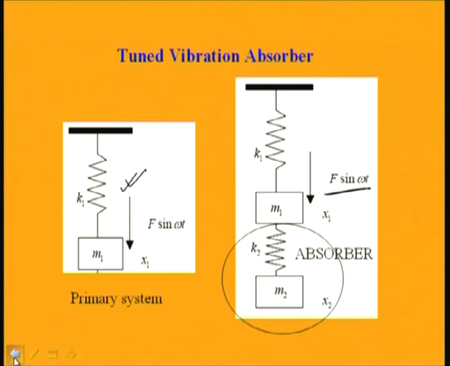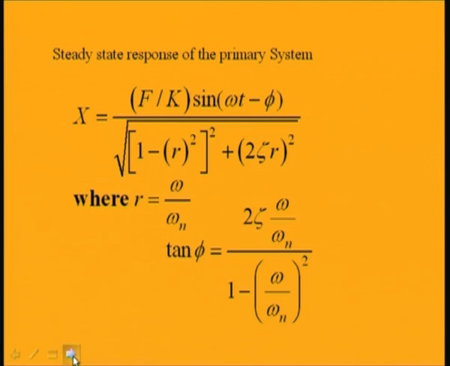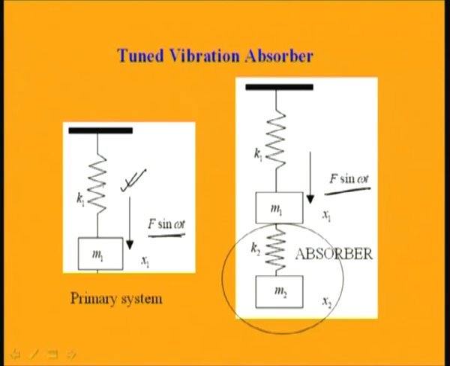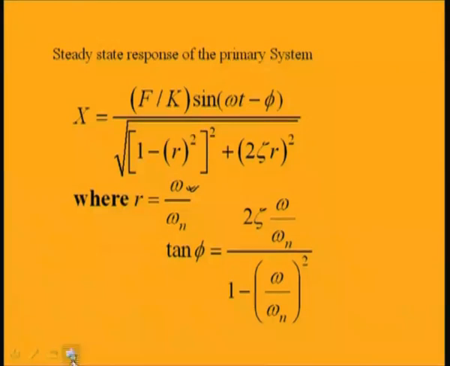In the case of the primary system, we already know the response of the system when it is subjected to a force F sin omega t. If there is some damping present, the steady state response can be written as x equal to F by k sin of omega t minus phi, divided by root over 1 minus r square whole square plus 2 zeta r whole square. Here phi is the phase difference between this response and the forcing term, and r is the frequency ratio, that is the external frequency and the natural frequency of the system, and tan phi equals 2 zeta omega by omega n divided by 1 minus omega by omega n whole square. But as we are studying an undamped system, or system without damping, I can put zeta equal to 0 and write x in this form.